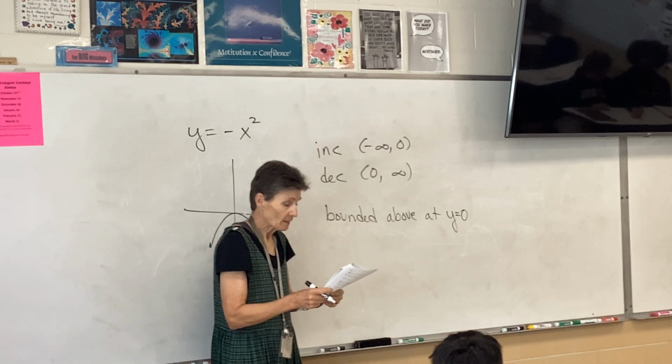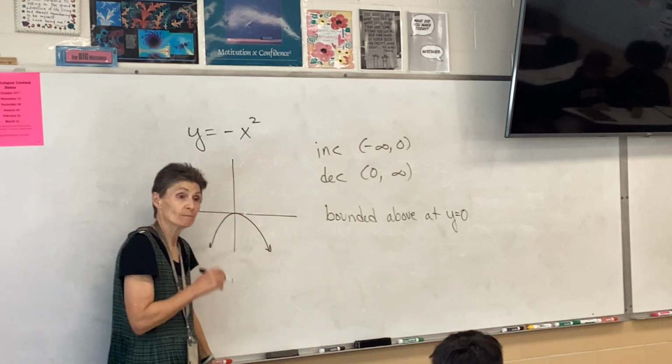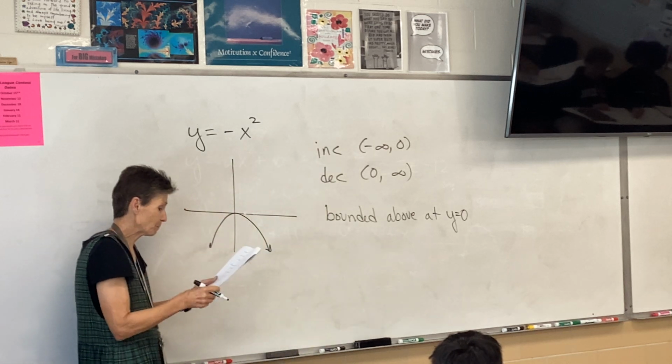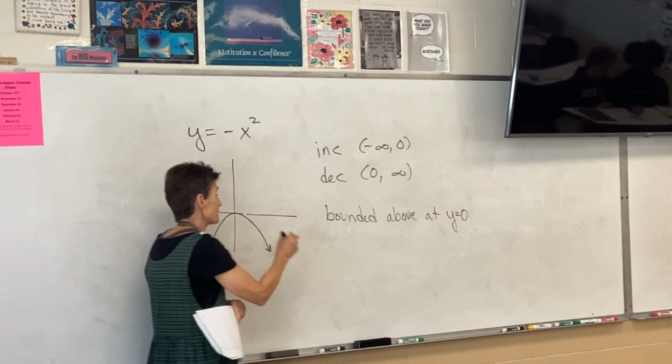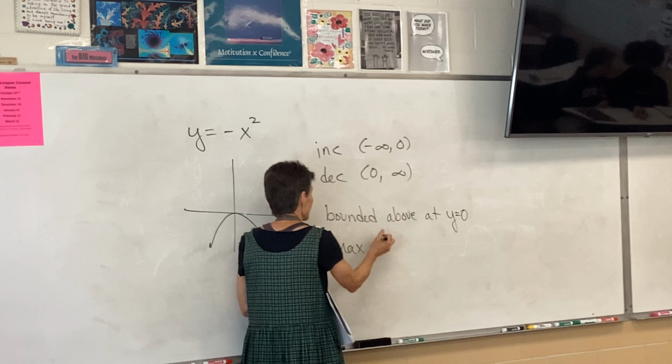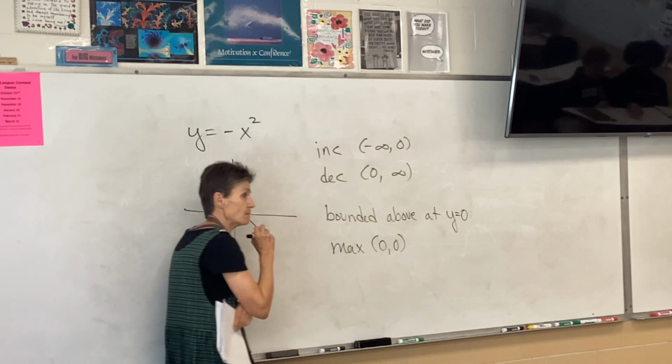All right. Does this guy have any asymptotes? No. Does he have a maximum and or a minimum? He has a maximum at the point (0, 0).